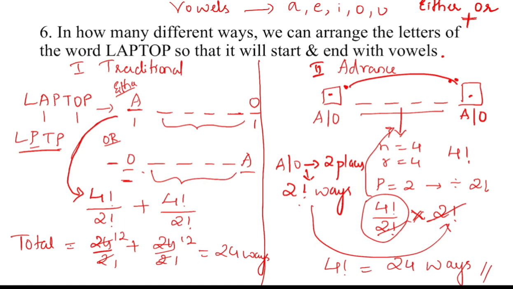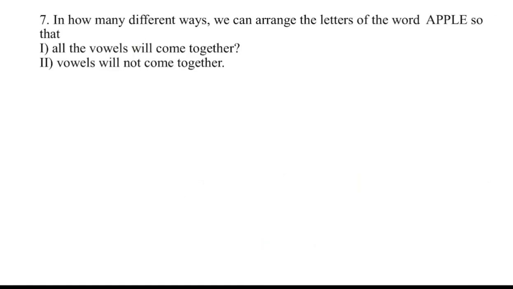So next problem. In how many different ways we can arrange the letters of the word apple so that all the vowels will come together is one case, and vowels will not come together is another case. Okay, so the word is apple. How many vowels? So we'll solve the first case, vowels come together.